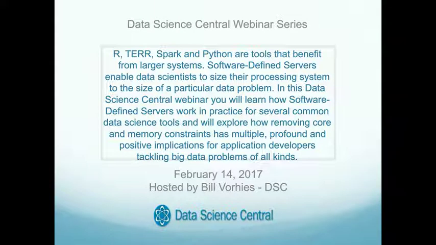Now, R, TERR, Spark, and Python are tools that all benefit from larger systems. Software-defined servers enable data scientists to size their processing systems to the size of a particular data problem. In this Data Science Central webinar, you'll learn how software-defined servers work in practice for several common data science tools, and we'll explore how removing core and memory constraints has multiple profound and positive implications for application developers tackling big data problems of all kinds.